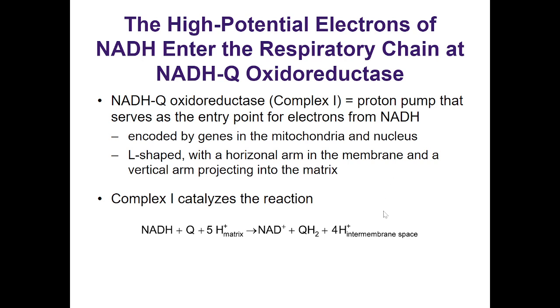Okay? Complex 1 is going to catalyze this overall reaction right here. And so we have NADH plus Q. Everybody remembers that's the ubiquinone, right? And this is going to have 5 H plus ions in the matrix. The NADH is going to go to NAD plus. We'll get QH2. And 4 of those H pluses are going to go into the intermembrane space. So we've pumped 4. 2 of them jumped onto the Q, ubiquinone. And then we get the NADH going to NAD plus. And again, that's that NADH from our citric acid cycle, typically, doing this.